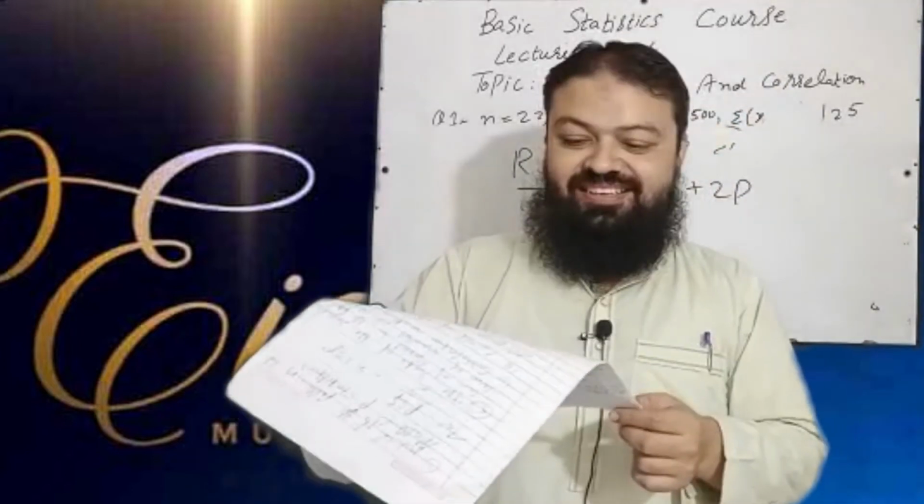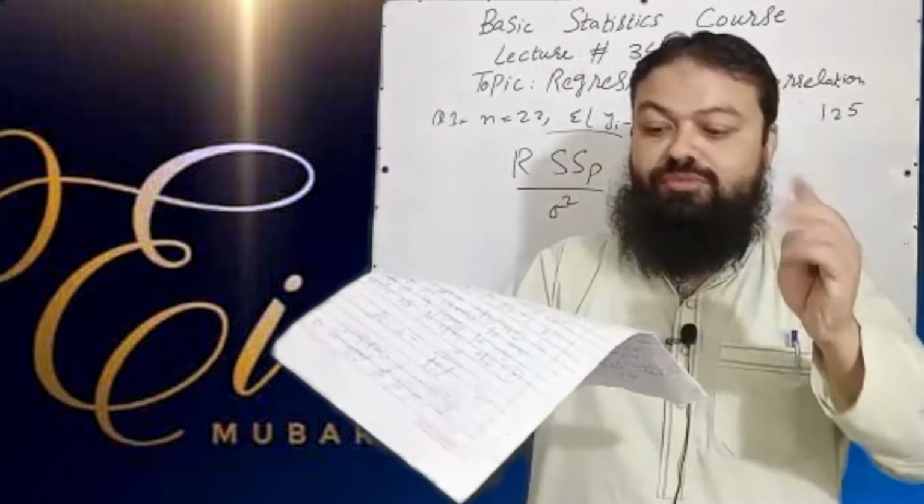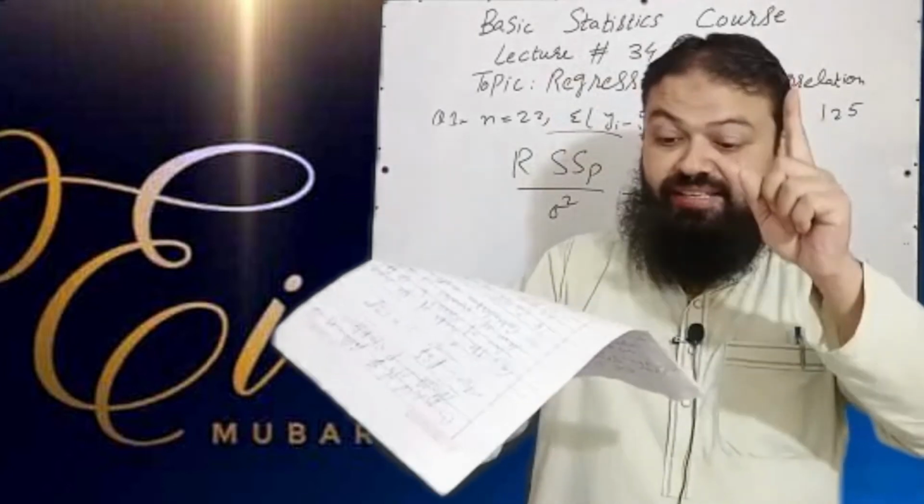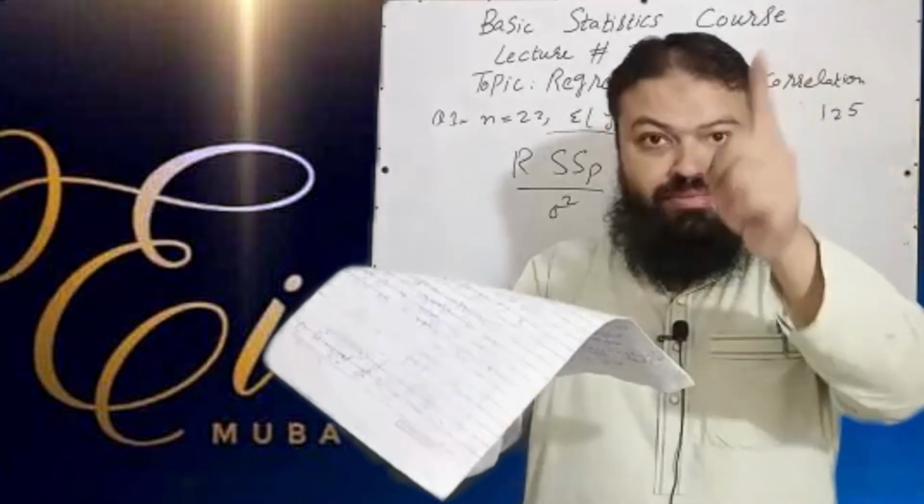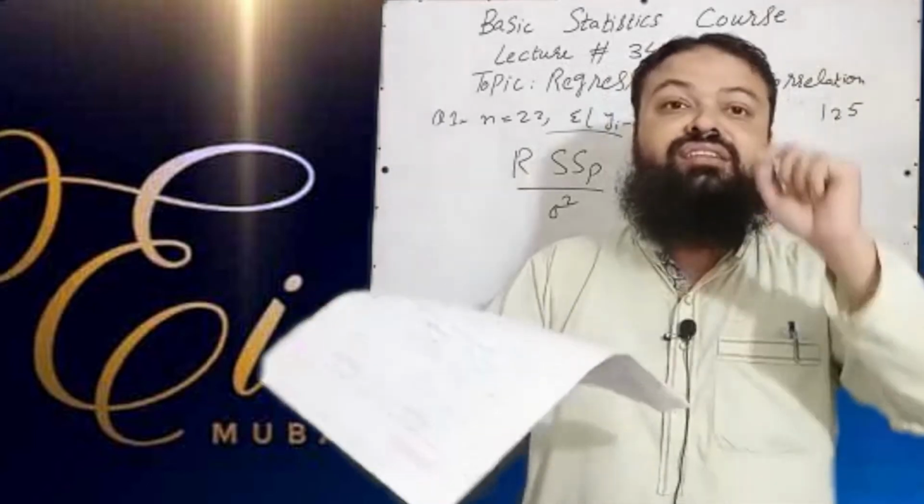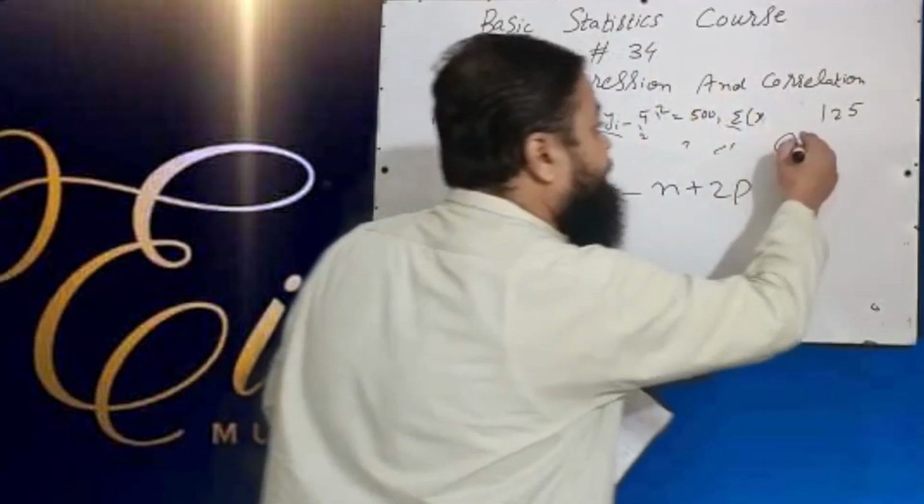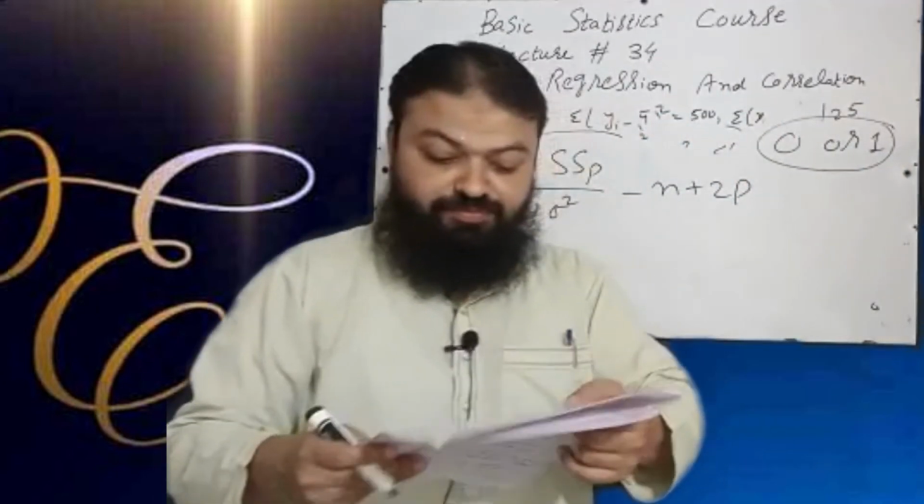Question number 8: in regression analysis, a dummy variable may assume only the value, a very technical one, A, 0 and 1, B, 1 or minus 1, incorrect, C, minus 1, incorrect, D, 0 or 1. 0 or 1 will be the correct option in the exam.